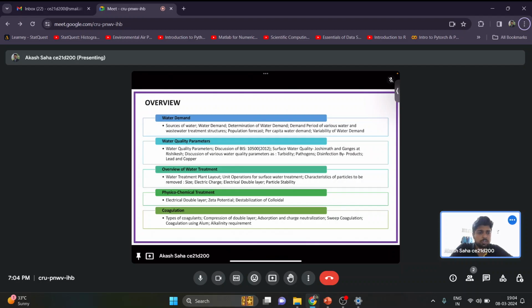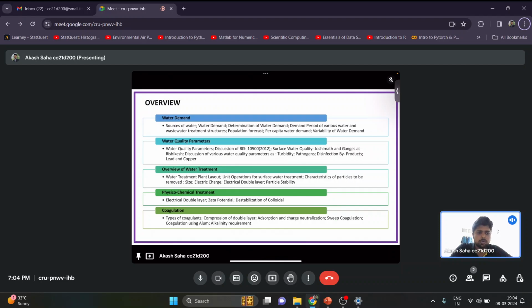And then we moved towards the overview of water treatment, where we saw the layout of the water treatment plant, the various unit operations for surface water treatment, the characteristics of the particles that have to be removed, their electric charge, the concept of the electrical double layer, and particle stability. And moving on to the physical-chemical treatment, we learned about zeta potential and the destabilization of colloidal particles.